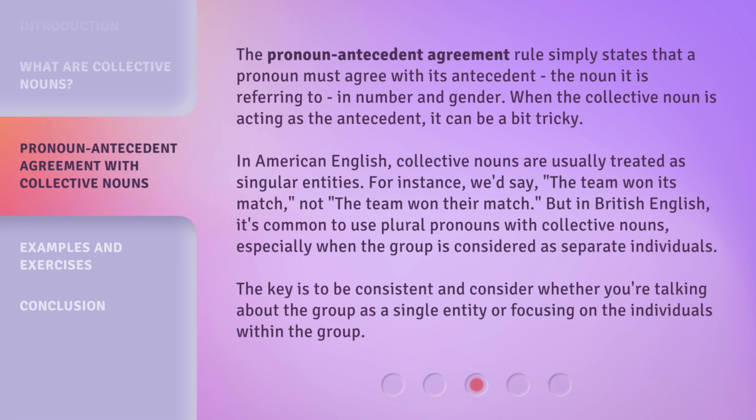But in British English, it's common to use plural pronouns with collective nouns, especially when the group is considered as separate individuals. The key is to be consistent and consider whether you're talking about the group as a single entity or focusing on the individuals within the group.